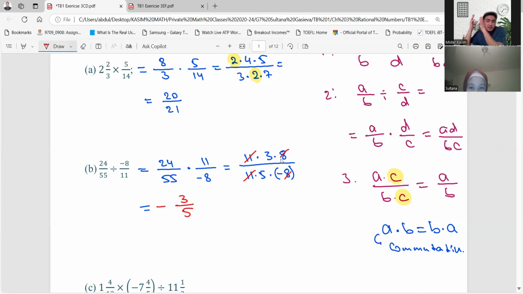Instead of 8, I can write 2 times 4, or 2 times 2 times 2, or 16 divided by 2, right? In a lot of different forms. And also 55, can I write it as 11 times 5? Yes. Now here we have negative 8. As you see here, all numbers are multiplied, in multiplication form. So we can just cancel out the common factors. 11 and 11, the same numbers, we call this a common factor. And the 8, 8, also a common factor, because negative 8 means negative 1 times 8.